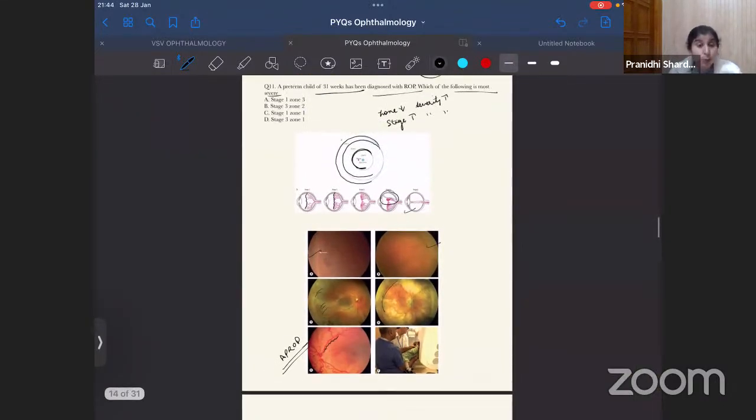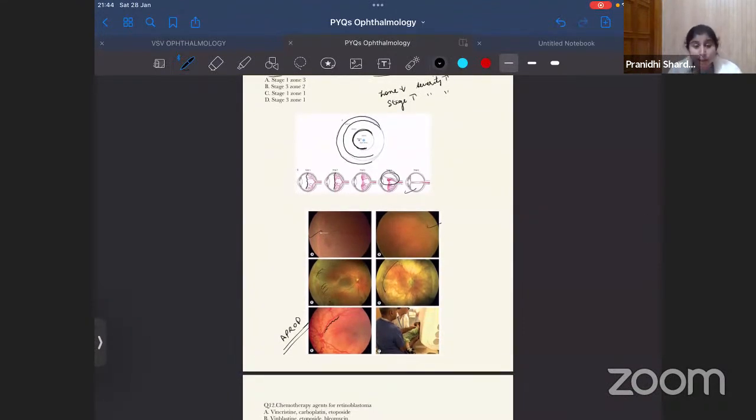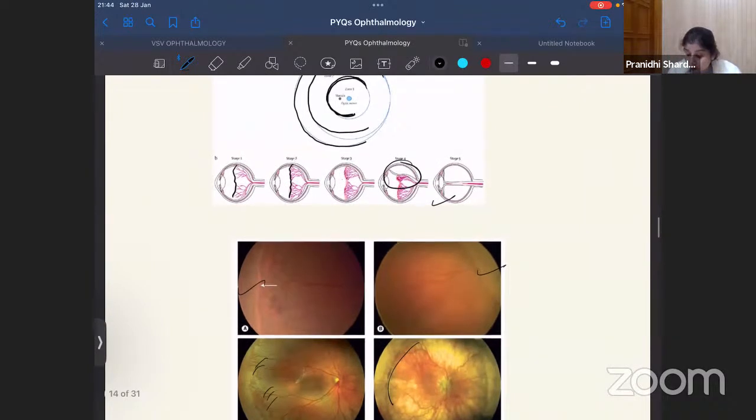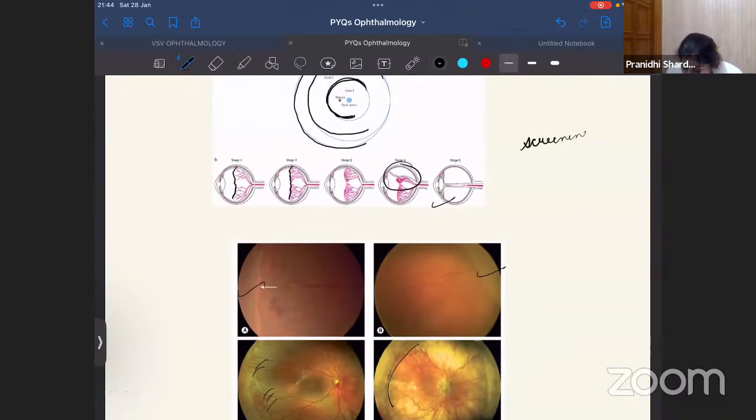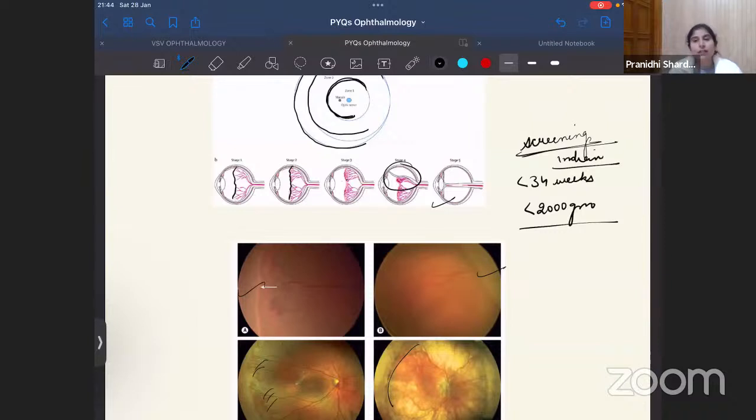Next, one thing to always remember, because there is some confusion: write down the screening of ROP. The screening of ROP is different in Western countries and the Indian setup. In Western countries, it is less than 32 weeks and 1500 grams. In India, it is less than 34 weeks and less than 2 kgs of weight. We have to go for screening of ROP.